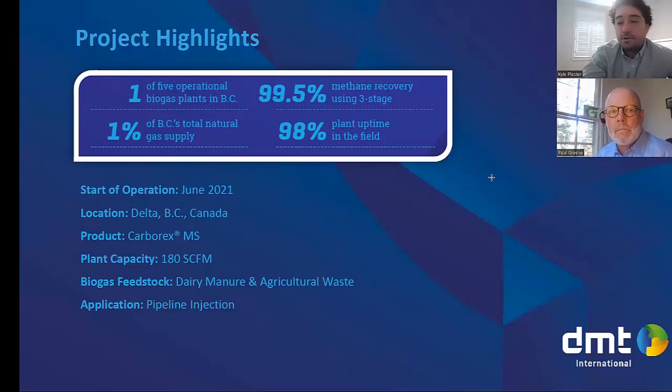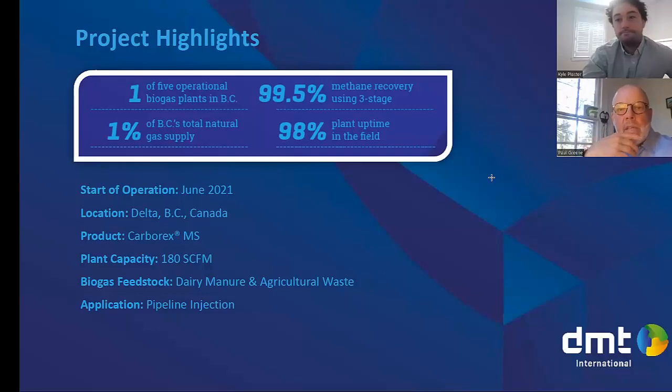At the time, it was only one of 5 operational plants in BC, and it now supplies 1% of BC's total natural gas. Like I said, I think the interesting thing here is the mix of feedstock. A lot of people think if you don't have enough dairy manure, then maybe you don't have a viable project. There are other ways to source feedstock, especially in this day and age.